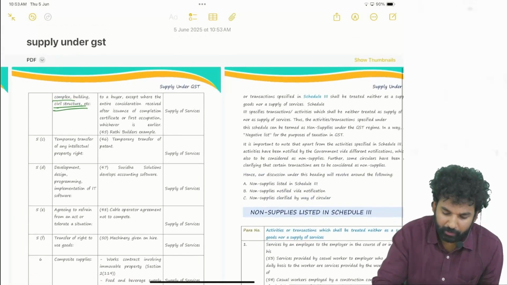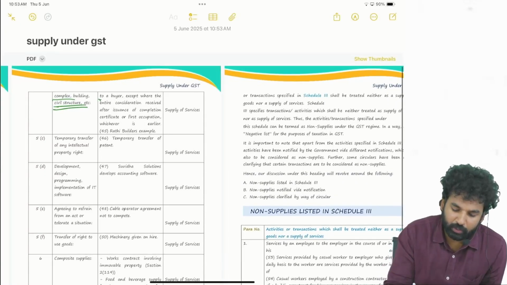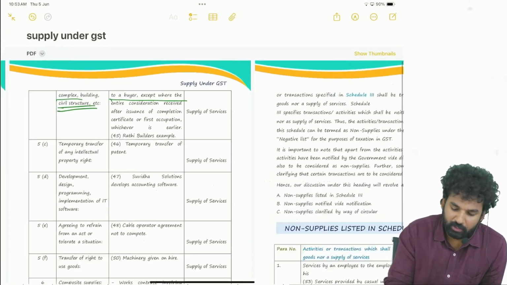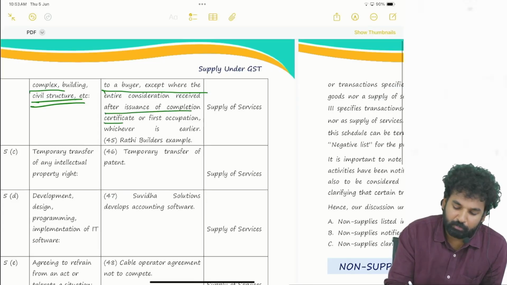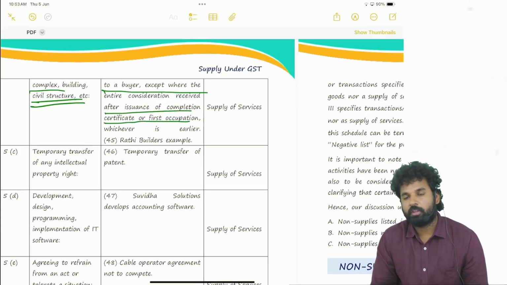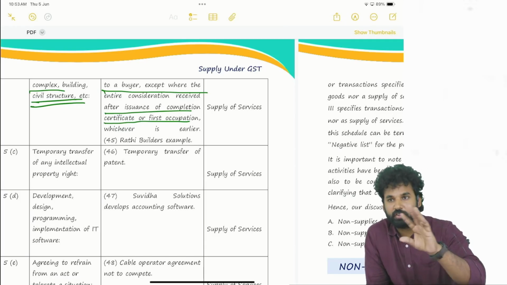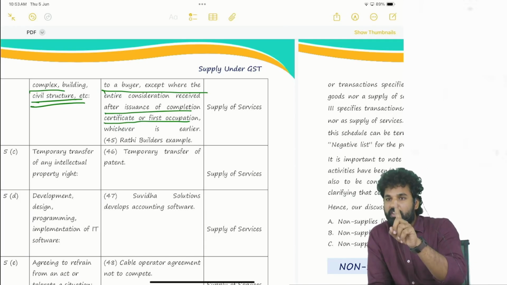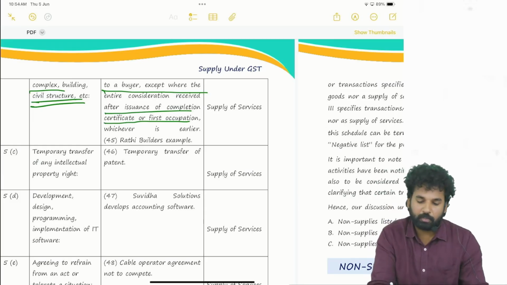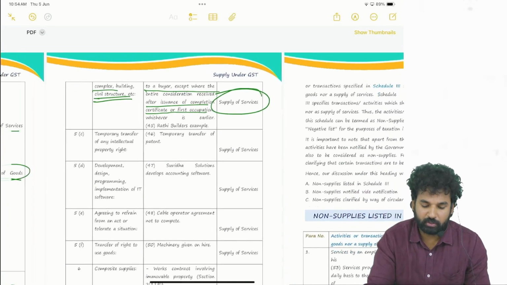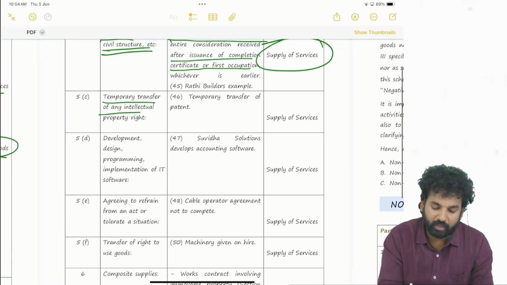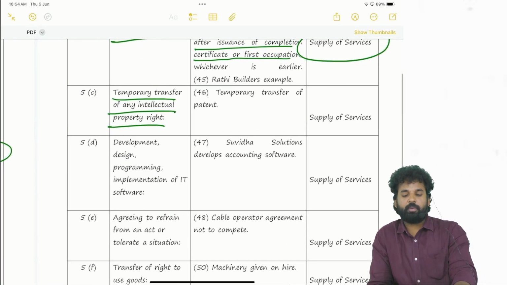Next, to a buyer, except where the entire consideration is received after issuance of the completion certificate or first occupation. So when the entire consideration is received after first occupation or the completion certificate by a competent authority, then it is not a supply. If it is received during the construction, that is only the exception. That means if you are receiving even a single rupee during construction, that is a supply of service.